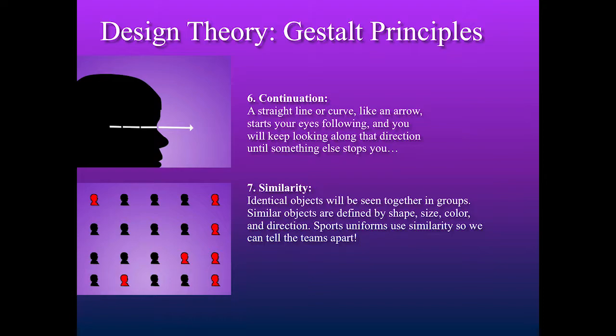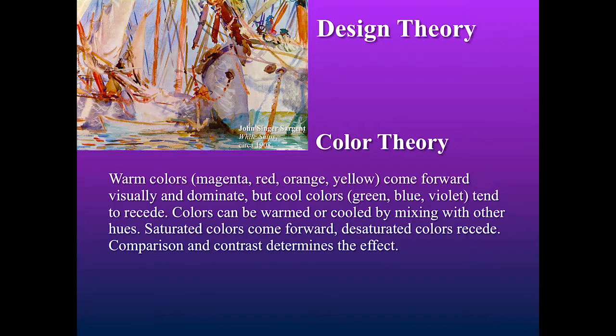Similarity. Identical objects will be seen together in groups, and similar objects are defined by the shape, so they're all about the same shape, about the same size, but they're different color. So you can tell that the red ones are in a different team than the black ones. Sports uniforms use similarity so we can tell the teams apart.